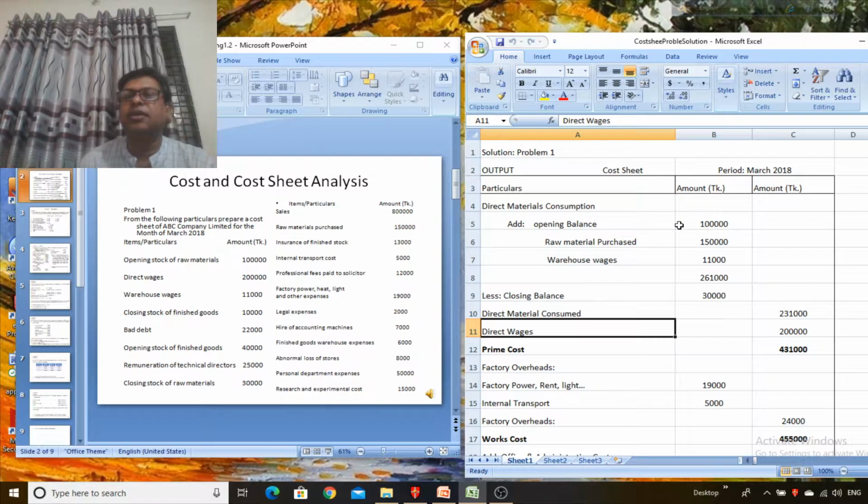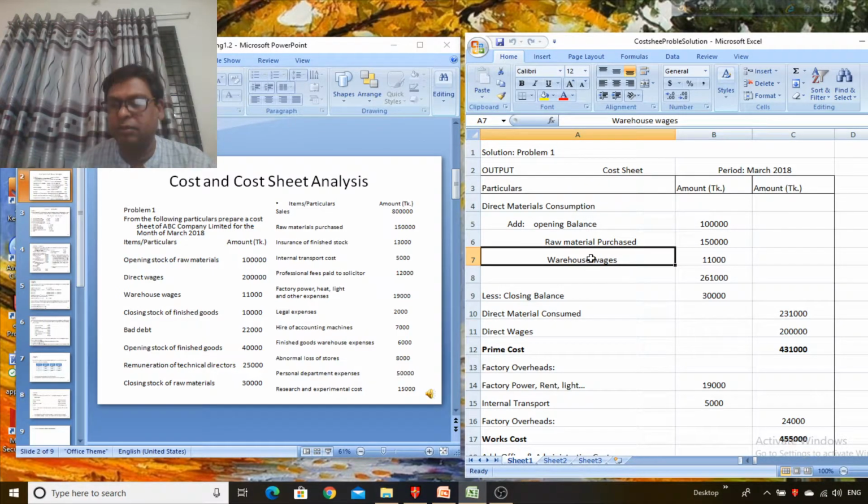Warehouse wages 11,000. You can consider it as a store warehouse, or you can also consider it the finished good warehouse cost. We will consider it the finished good warehouse cost.